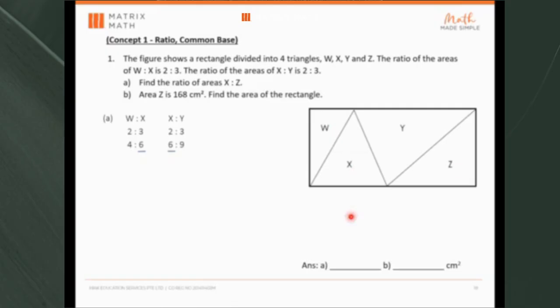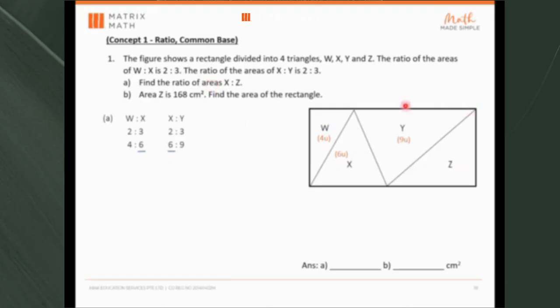Put it on the diagram so that it's easier to see whatever units we have. So 4 for W, then X will be 6 units, Y will be 9 units. So what we're missing is Z, right? Which is what we need for part A.